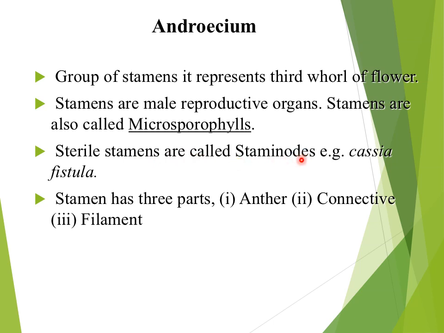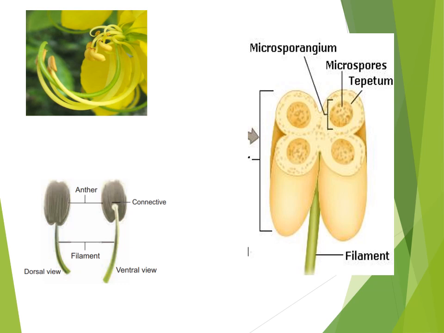Stamen has three parts, you already know about that: the anther, connective, and filament. Now in this slide, you can easily observe this is stamen, the unit of androecium. It contains anther, connective and filament, in both views, the dorsal view and the ventral view. This is Cassia fistula, and in Cassia fistula, three small staminodes are present. These are functionless, whereas the remaining are fertile.